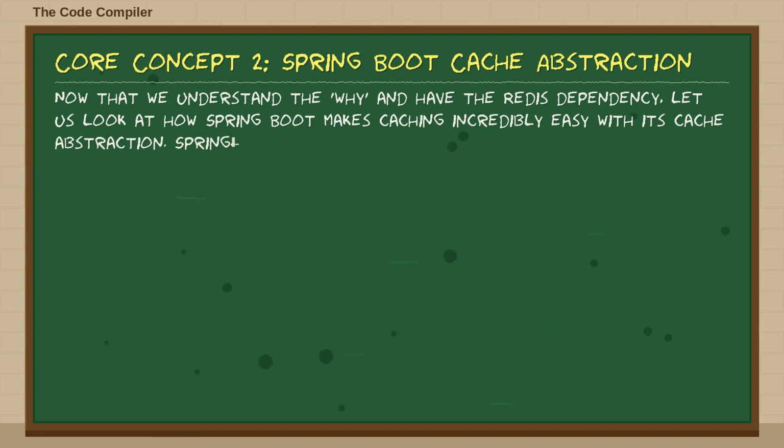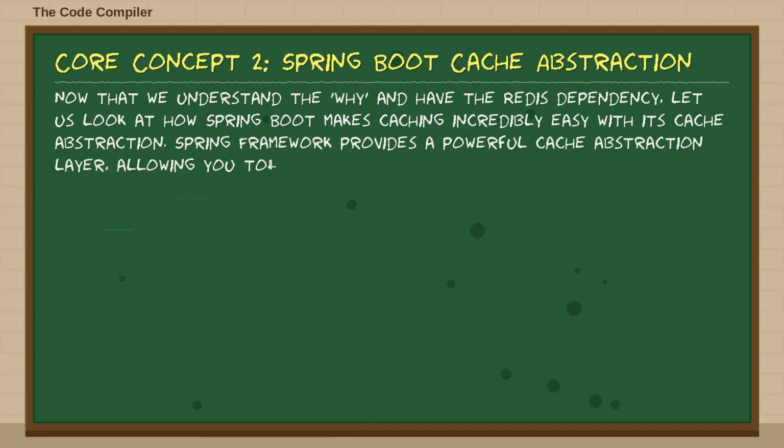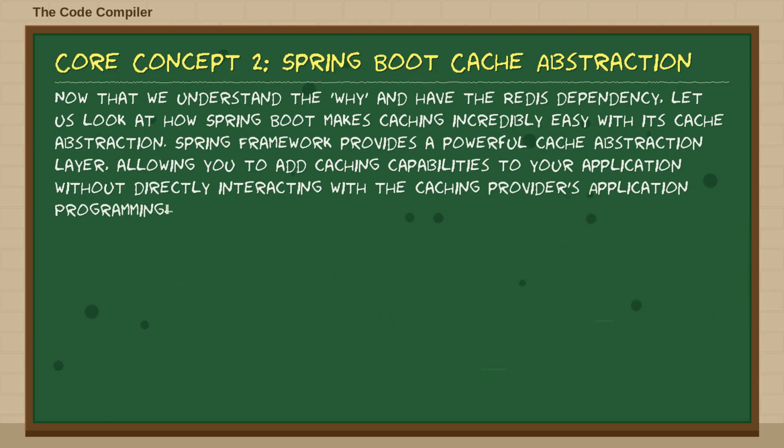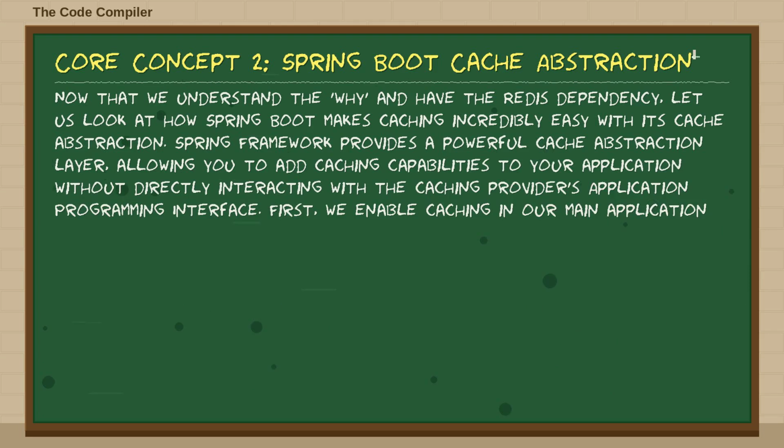Spring Framework provides a powerful cache abstraction layer, allowing you to add caching capabilities to your application without directly interacting with the caching provider's application programming interface. First, we enable caching in our main application class or a configuration class using the @EnableCaching annotation. This tells Spring to look for caching annotations in your beans.